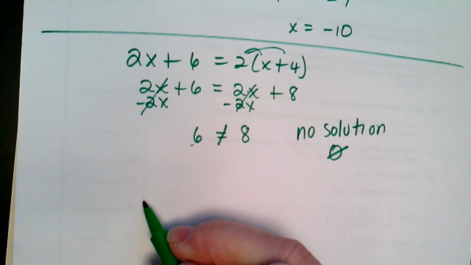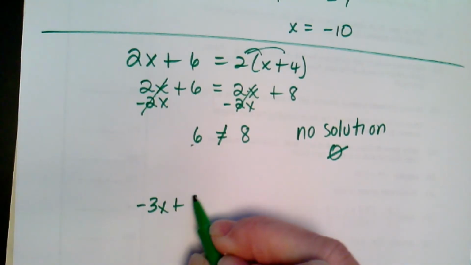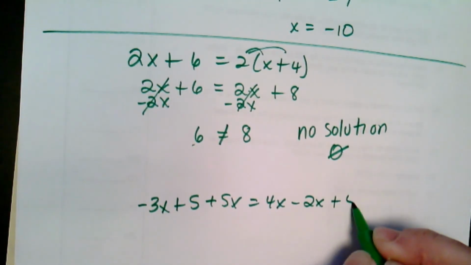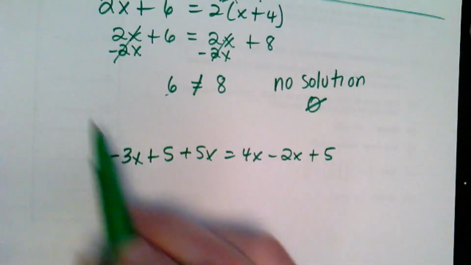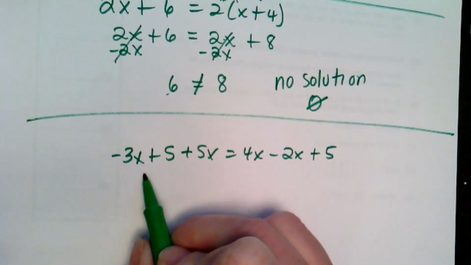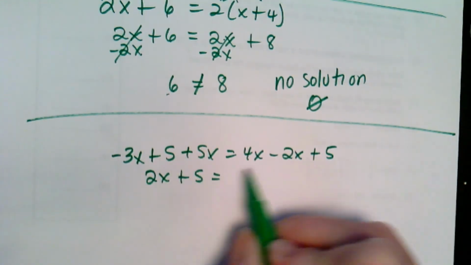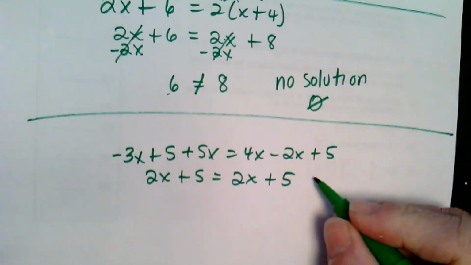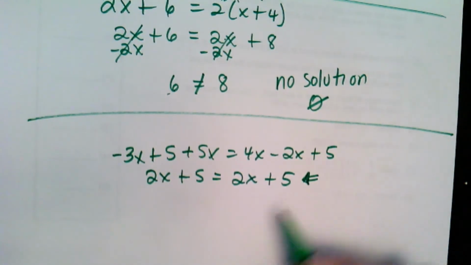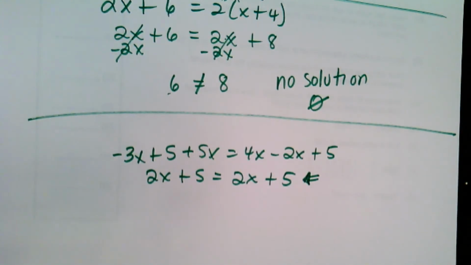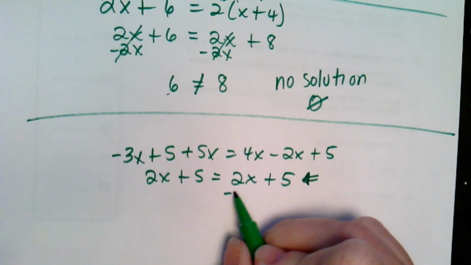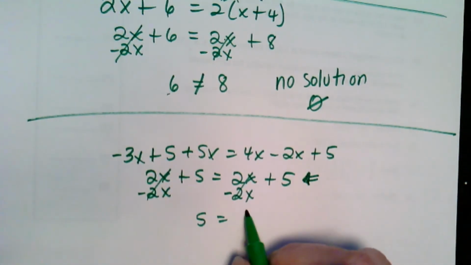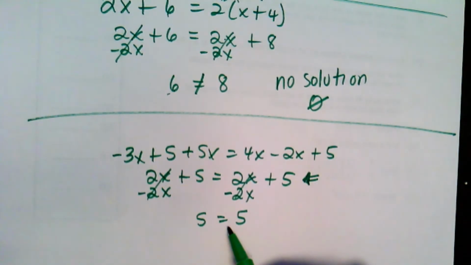Let's look at a different situation. So let's simplify each side first. Now, just kind of pay attention right here. If you notice, we have the same thing on both sides. But let's say you didn't notice that. X's are now gone. Now we're left with 5 equals 5. Now 5 equals 5 is a true statement.